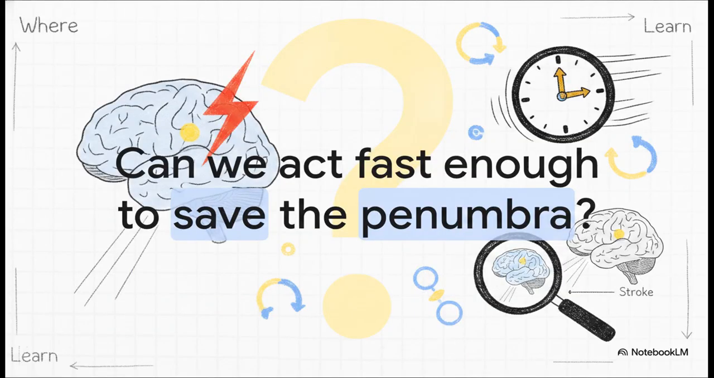I'll leave you with this thought to consider. We always say time is brain. As our neuroimaging gets faster and more precise, the real bottleneck in stroke care is often our own initial human detective work. How much more of the human brain could we salvage in those critical moments if we perfect our clinical localization skills?